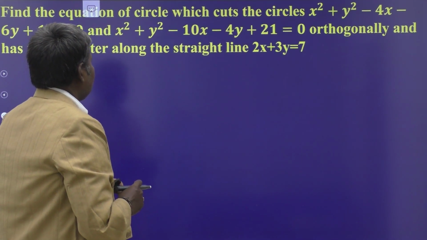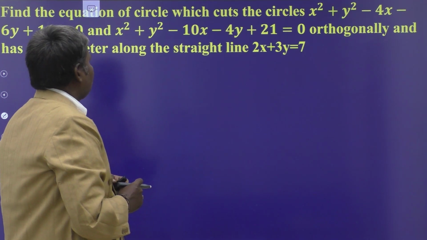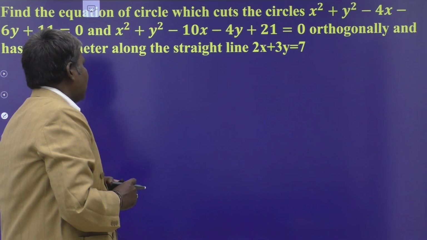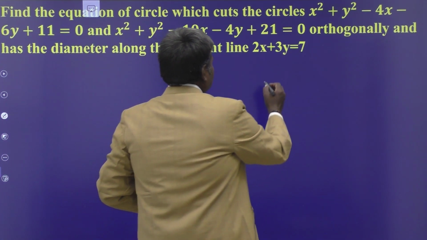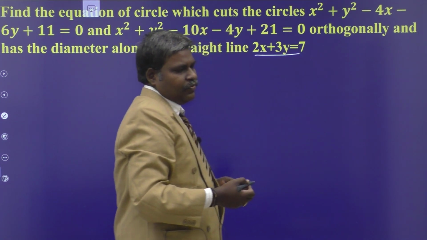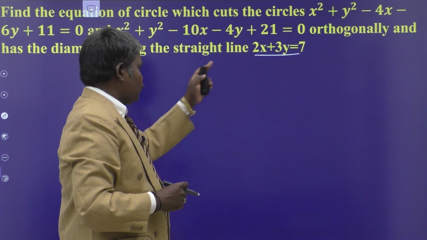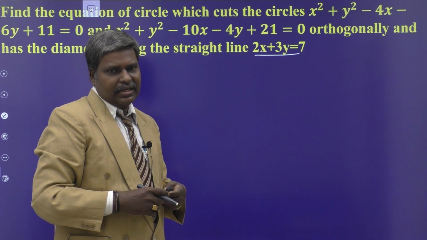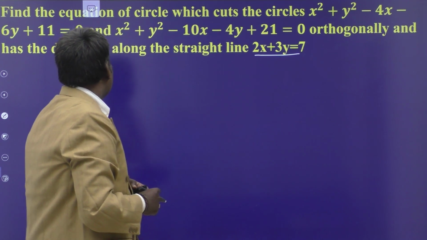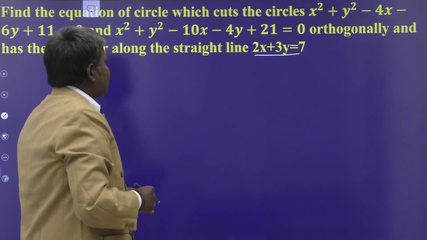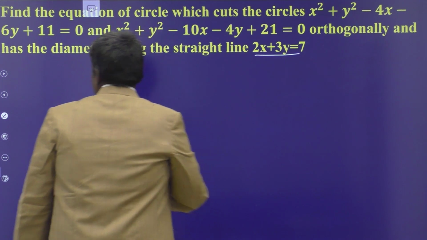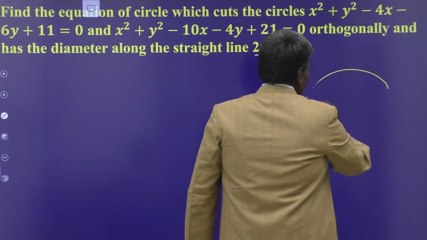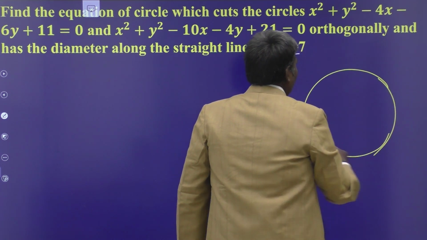Find the equation of circle which cuts the circle orthogonally, and has diameter along the straight line. That means this is one of the diameter equation. 2x plus 3y is equal to 7 is one of the diameter of your required circle. That means your circle cuts orthogonally the given circles. Suppose this is the required equation of circle. This is the required circle.